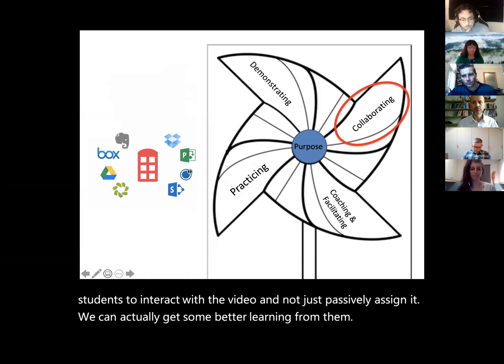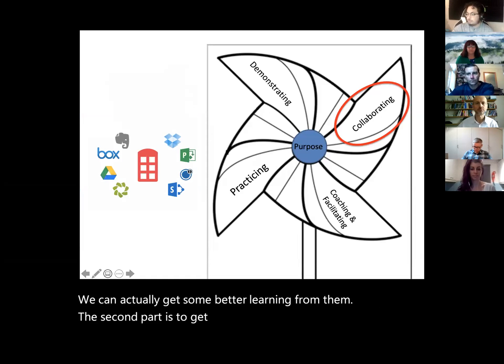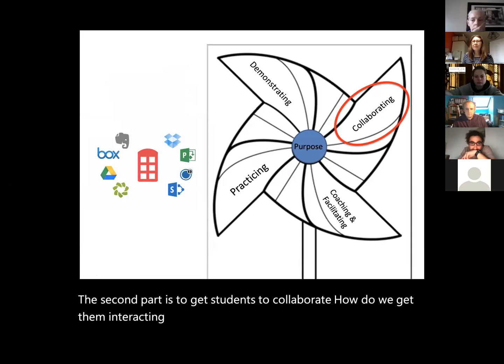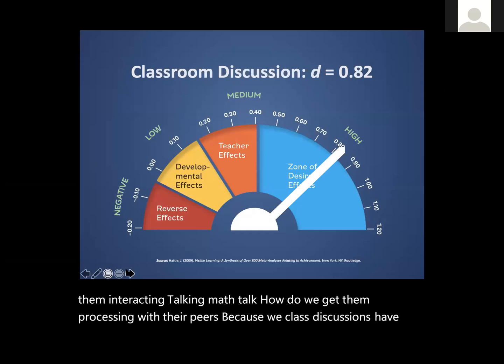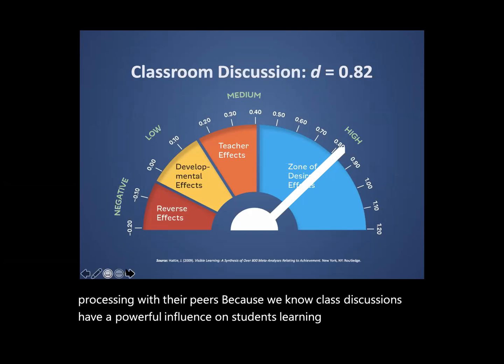The second part is to get students to collaborate. How do we get them interacting, talking, math talk? How do we get them processing with their peers? Because we know class discussions have a powerful influence on students' learning. We want them to be solving the problems.